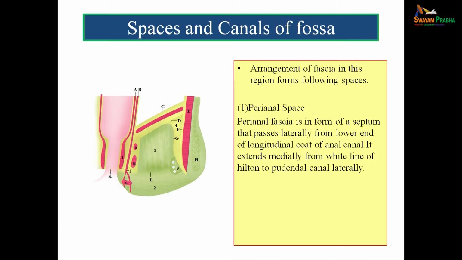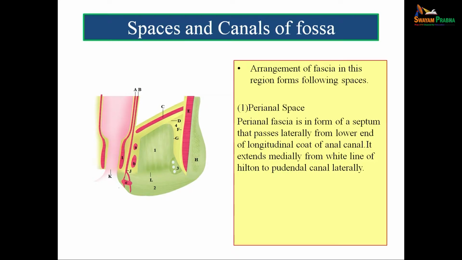Now, spaces and canals of the fossa. What I want to talk to you about in this coronal section pertaining to the ischioanal fossa is the fascial relations and how 1 is separated from 2 in the figure. So, 1 is the ischioanal fossa while 2 is the perianal space. And what is the difference between the infections of ischioanal space and perianal space? That is what I want to concentrate on. Perianal space is represented by 2 in the figure. We had previously concentrated on 1, which was the ischioanal space.